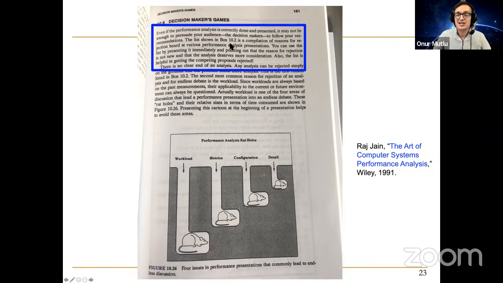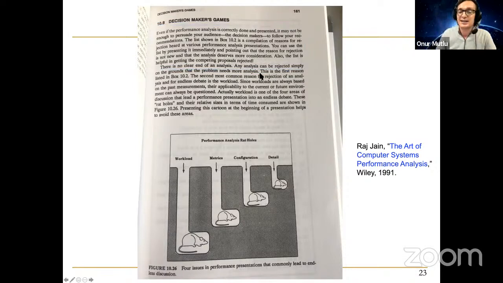The list shown in box 10.2, which is the next page I'm going to go to, is a compilation of reasons for rejection heard at various performance analysis presentations. You can use the list by presenting it immediately and pointing out that the reason for rejection is not new and the analysis deserves more consideration. And also the list is helpful in getting the competing proposals rejected. So this person clearly has a sense of humor, right? And then he goes on to say, there's no clear end of an analysis. An analysis can be rejected simply on the grounds that the problem needs more analysis. This is the first reason in box 10.2 we will see.